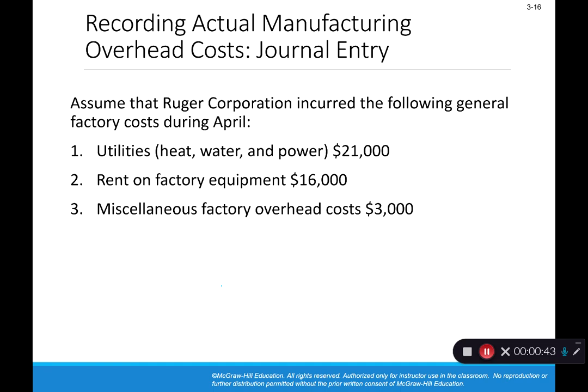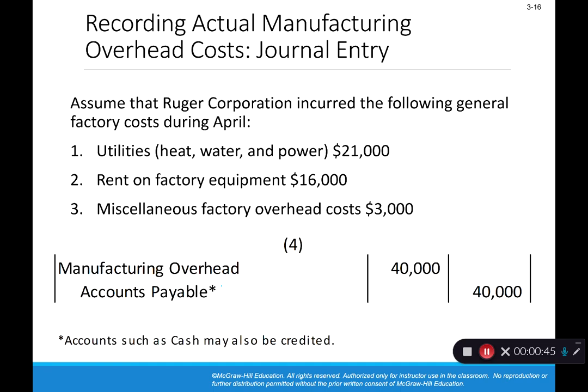In order to do that, we're going to debit the overhead T account to increase our asset. And then we could put it all in accounts payable. It could be cash, whatever the case is. In this example, we're assuming all of these are paid on account, but we could be crediting cash. We could be crediting accumulated depreciation if it's a depreciation cost that we're including here.